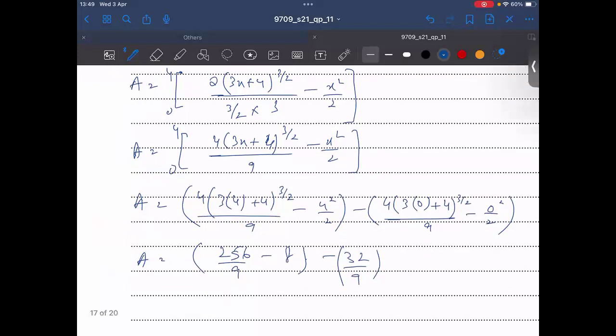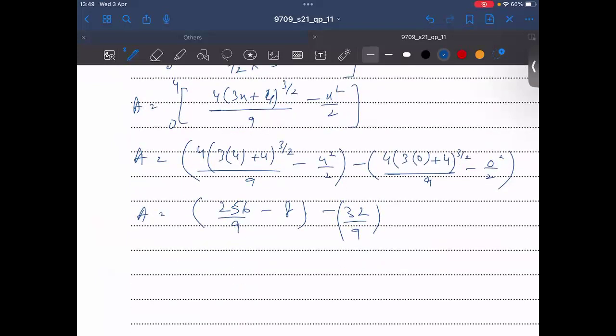Yeah, that's it. So 256 minus 32 is how much? 224 over 9. 224 over 9 minus 8. 9 into 8 is 72. 224 minus 72 is how much? 152 over 9. Unit square.